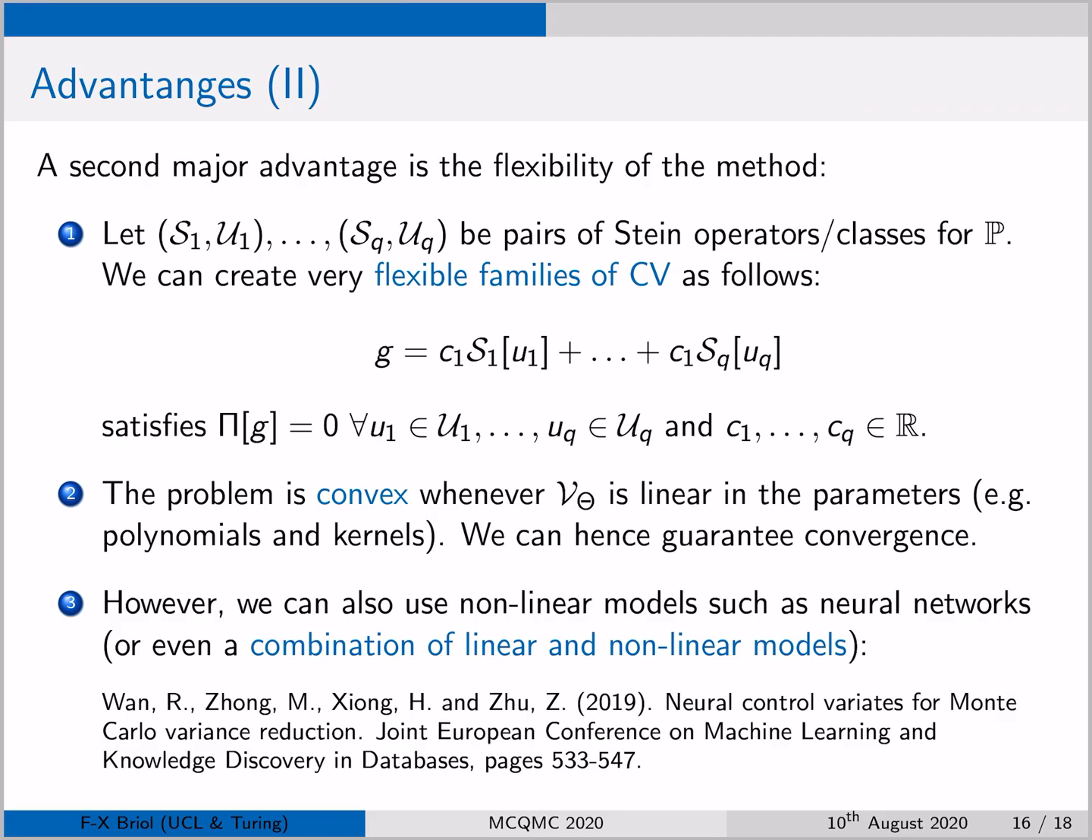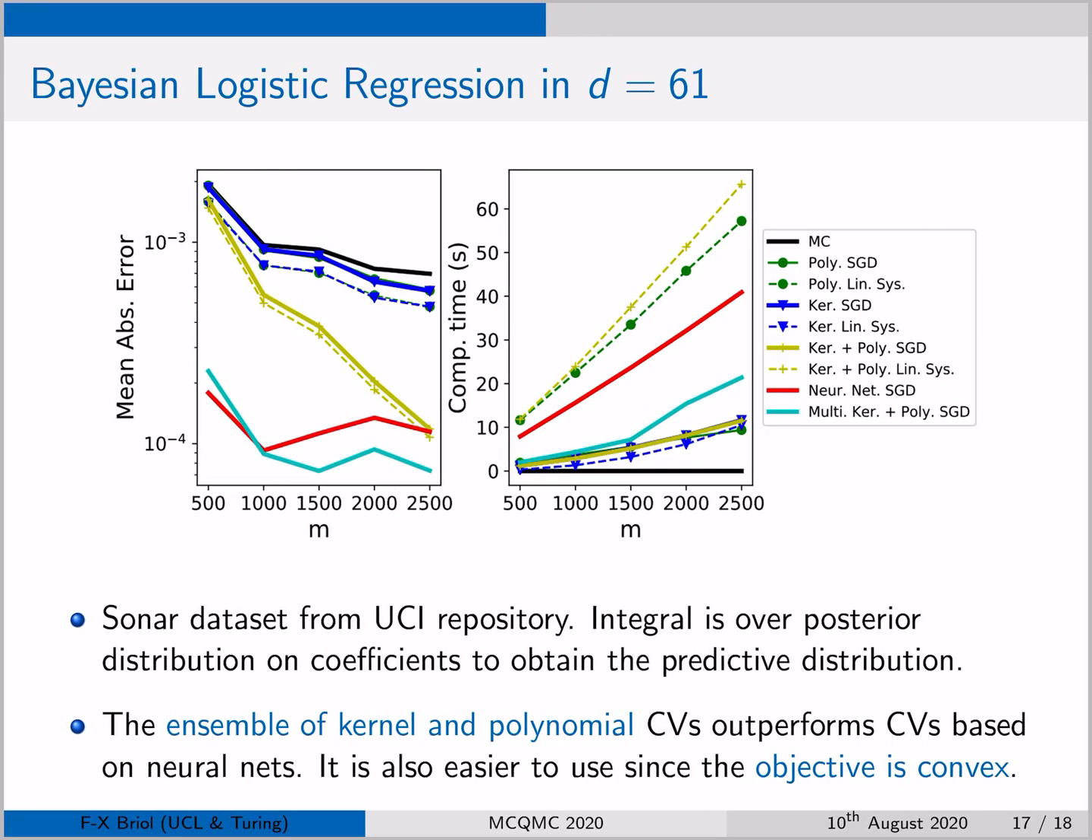So let's have a look at how useful that can be. My last example is a Bayesian logistic regression example in dimension 61. Here I'm increasing the number of samples and looking at the impact on the mean absolute error and on the computational time. First of all, the baseline, the black line, is just the Monte Carlo estimator. Then the yellow lines: the full yellow line is if I use both a kernel and a polynomial control variate. The full one is if I use SGD, and the dotted one is if I solve the linear system.